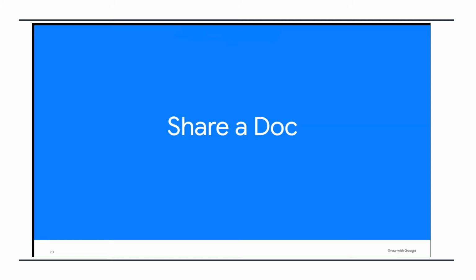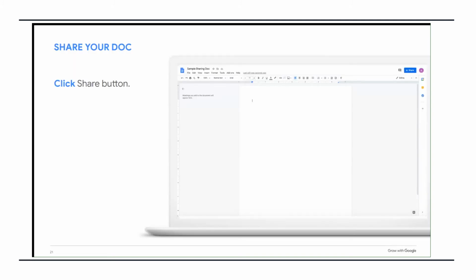So the best way to test this out would be for you to get with somebody and give each other's emails, and then you would be able to create the sharing of a document. But let's see how the process is done. When you're in Google Docs, you can use the share button in the upper right corner.